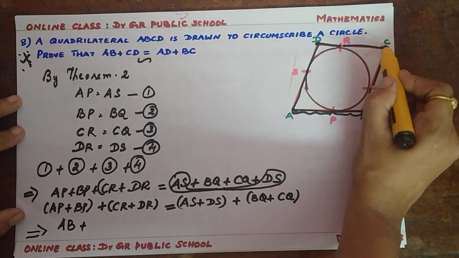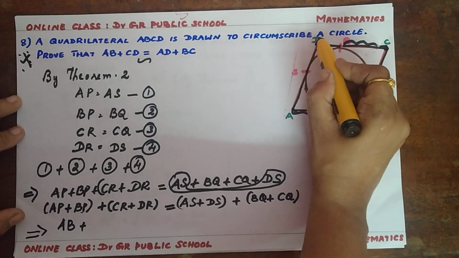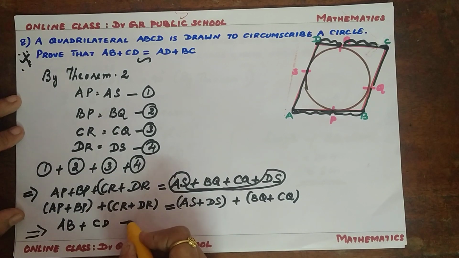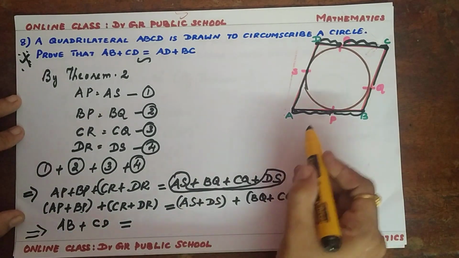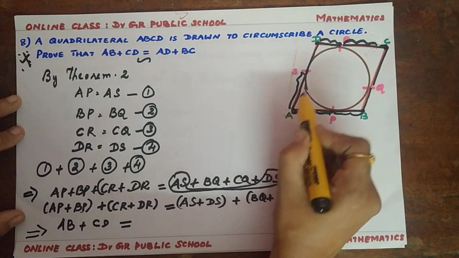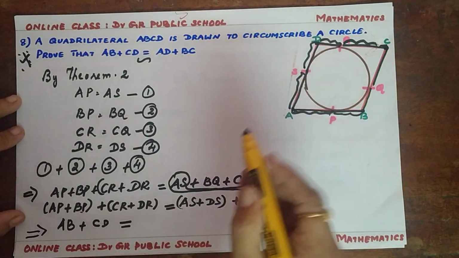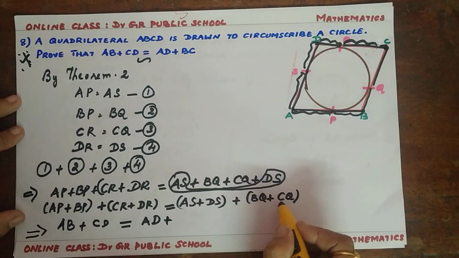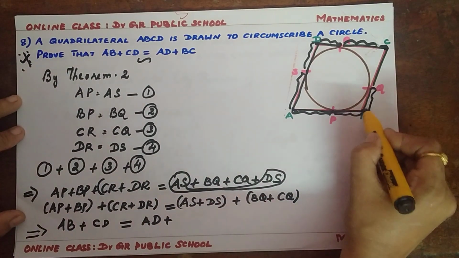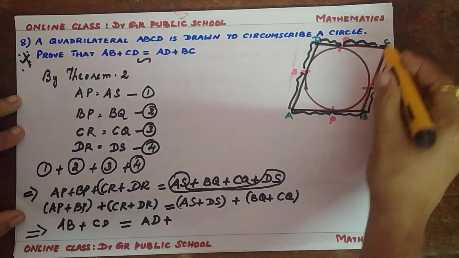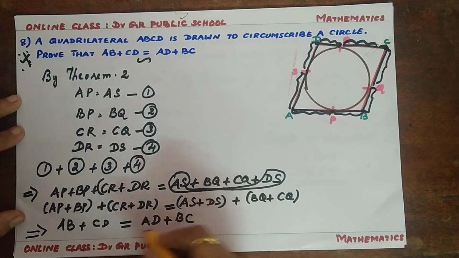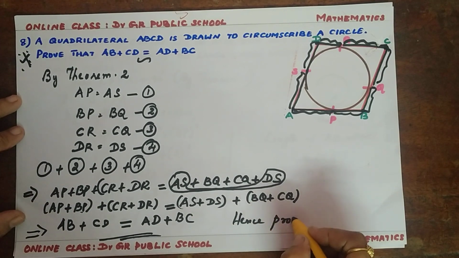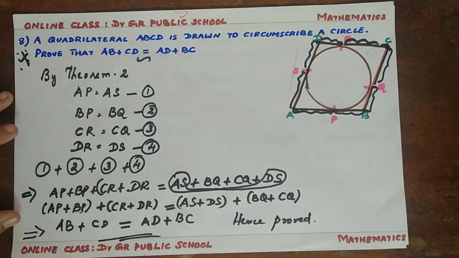Look at the figure. CR plus DR, which is equal to CD, equals AS plus DS. Look at the figure, AS plus DS. What you get? AD. AD plus BQ plus CQ. Look at the figure, BQ plus CQ. You get BC. Hence proved. A very simple but an important question.